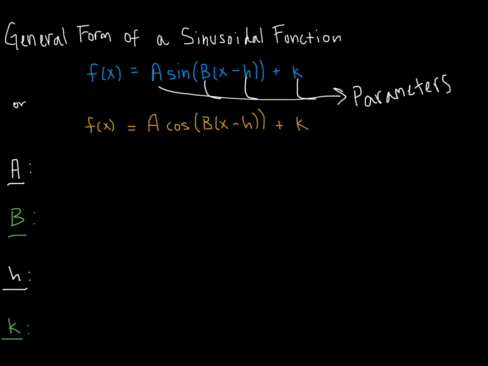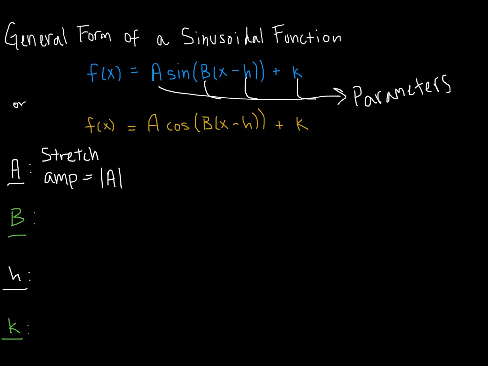And so the a value stretches the function. Changing the a value is going to create a stretch and determine the amplitude. So the amplitude is going to be equal to the absolute value of a, right? It doesn't matter if I multiply by a negative or a positive out front, the amplitude is going to be determined by the absolute value of a.